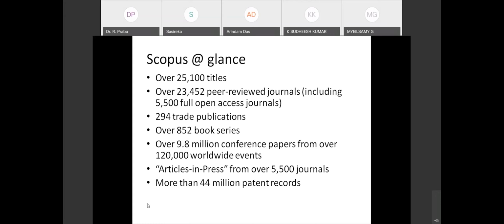Articles in press from over 5,500 journals. An article in press is one which may not yet be published at present, but it is in ready format, and the articles are already indexed in the Scopus databases. More than 44 million patent records are also available in the Scopus database.